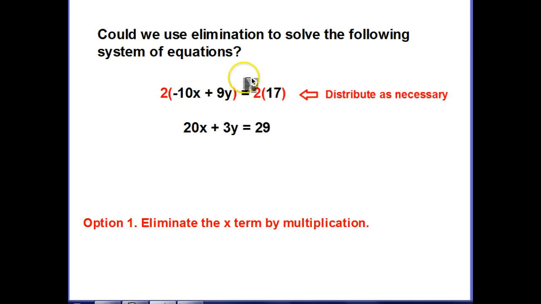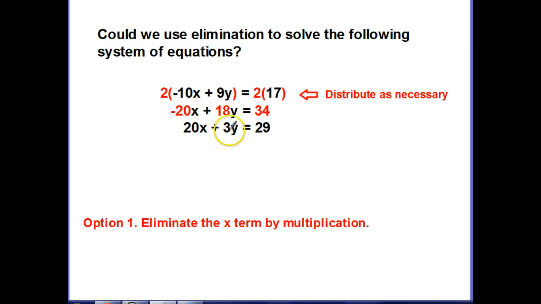So what I would do is multiply this side by 2 and multiply this side by 2, and then go ahead and produce this. Now, why did I pick 2 to multiply? Because I knew this was a positive 20 right down here, and this was a negative 10. If I multiplied this by 2, I would get negative 20. And now notice these two have a match now, right?